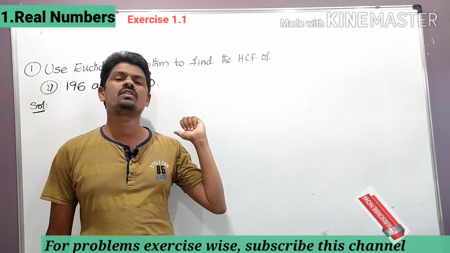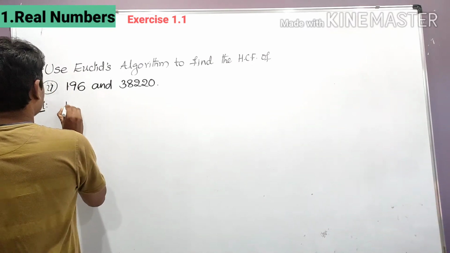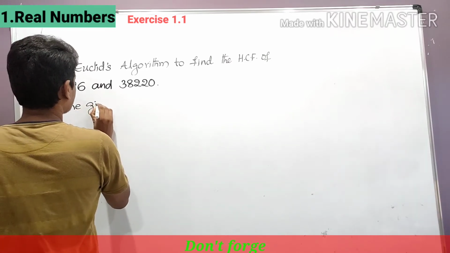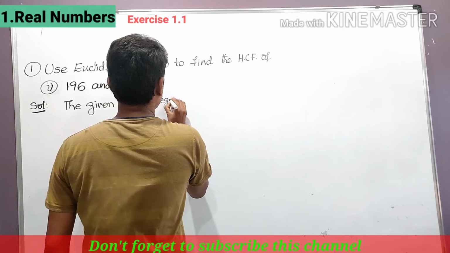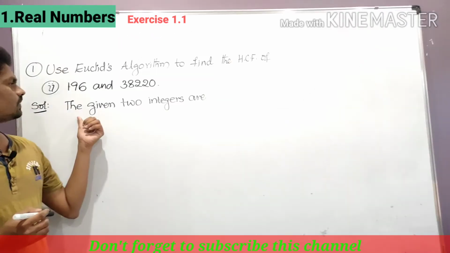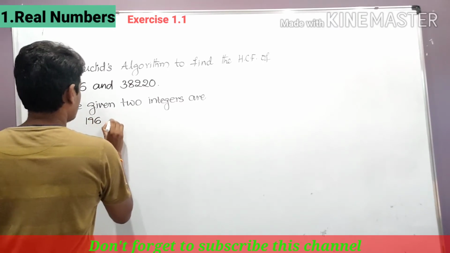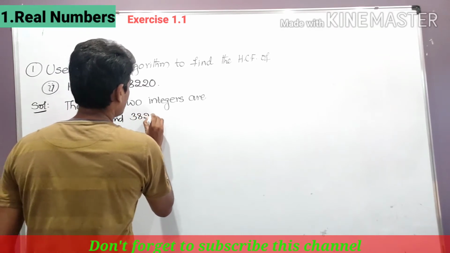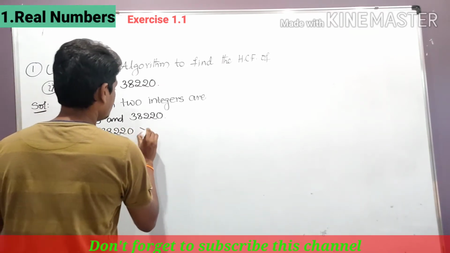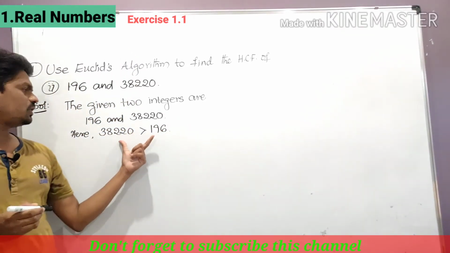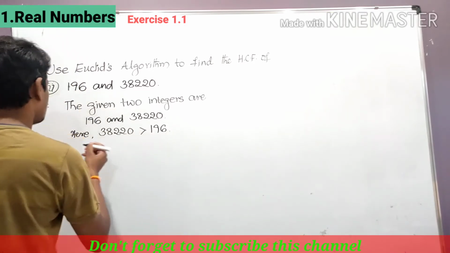So using that, we have to find the HCF of the given 2 positive integers 196 and 38,220. The given 2 integers are 196 and 38,220. Here it is very clear, student, 38,220 is greater than 196. So let 38,220 be A and 196 be B. Now we have to divide 38,220 by 196, student.